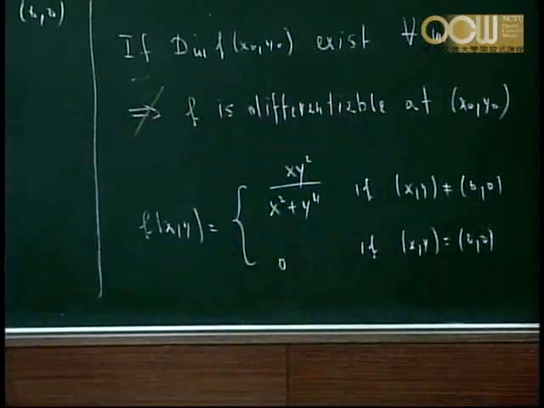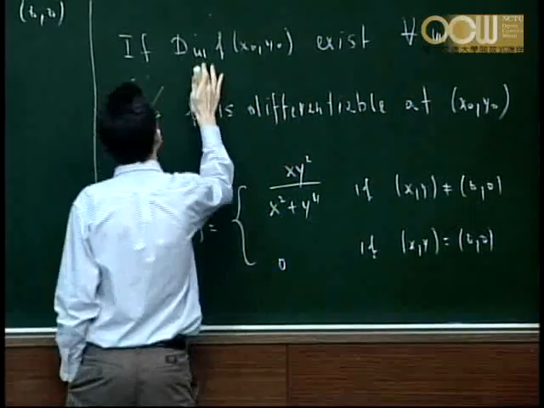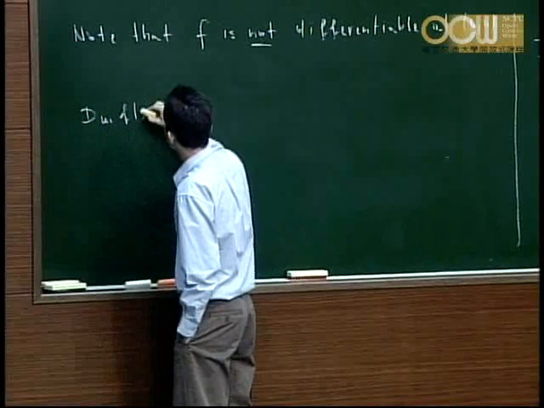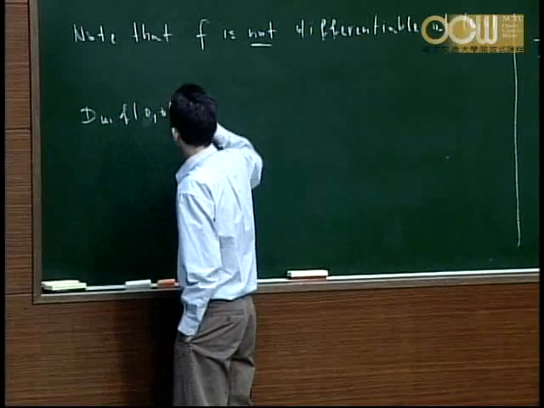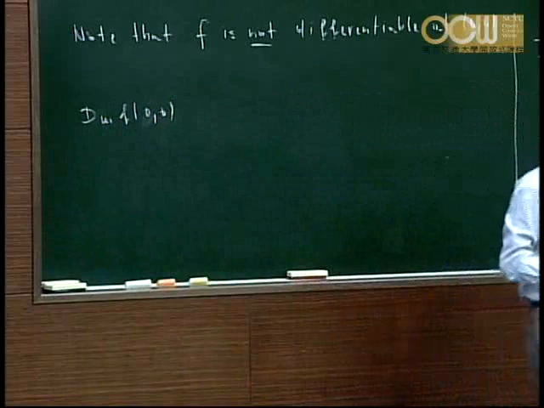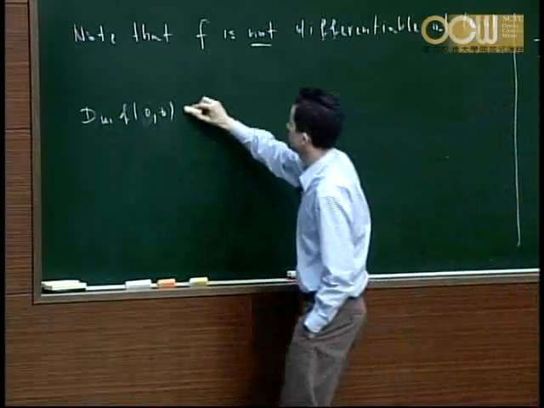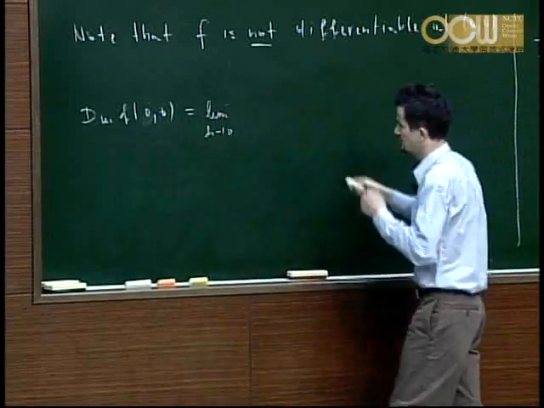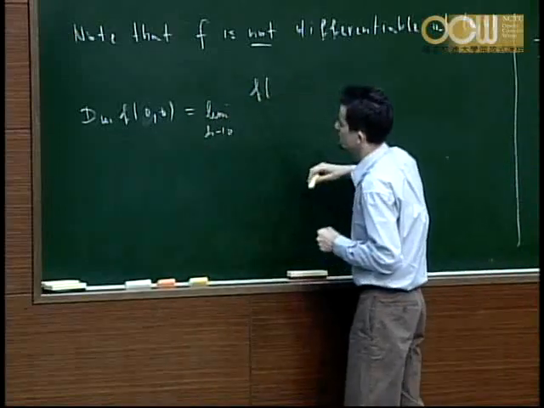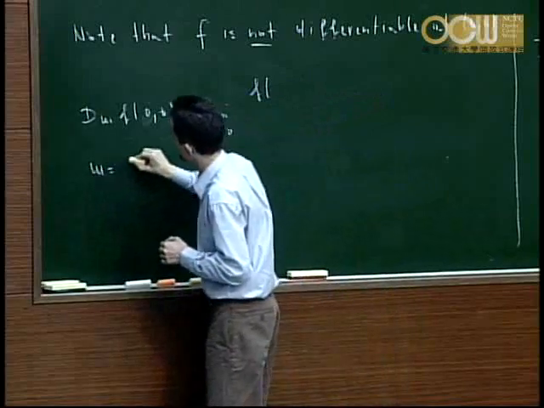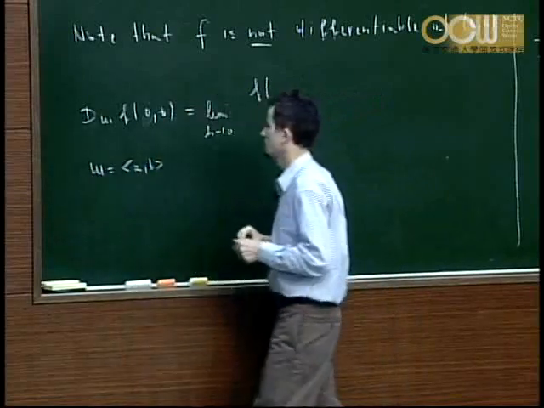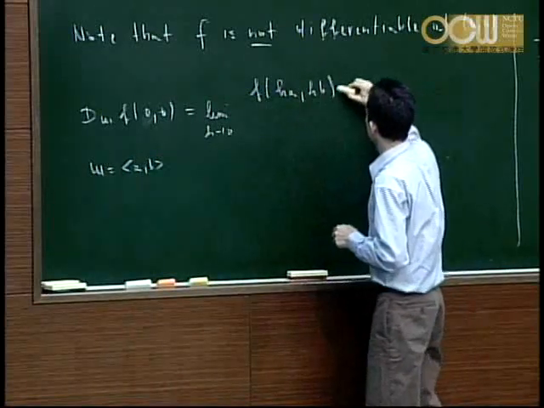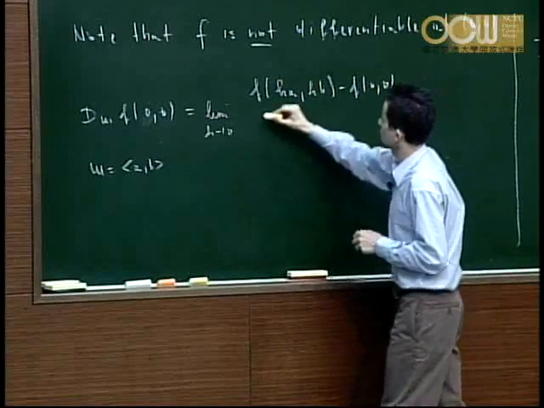Okay, so if we want to compute the directional derivative here, we have to use the definition. So this is the limit as h tends to 0. Now, by definition, assume that the coordinates of u are given by (a, b). Then you have f(ha, hb) minus f(0, 0) over h.